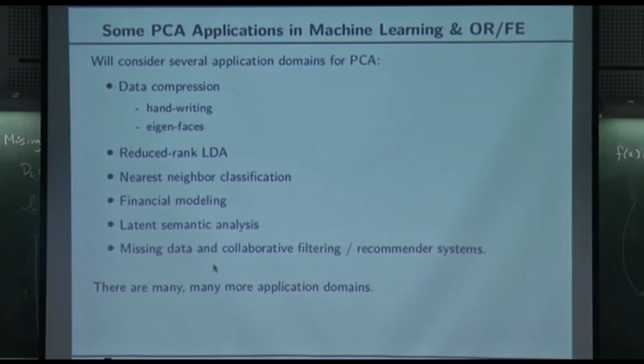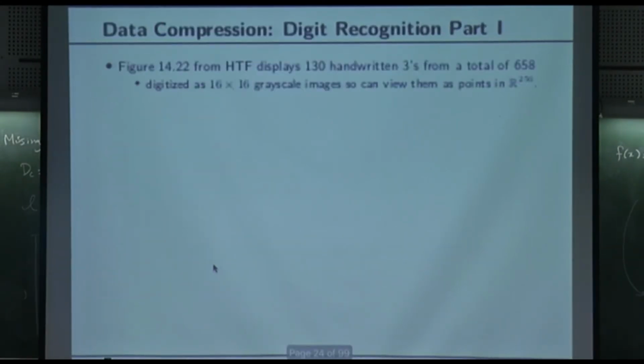What we want to do is show a little bit of the various kinds of applications that people have been using. PCA has been used in data compression. It has been used for reduced rank LDA, which is linear discriminant analysis, for nearest neighbor classification, financial modeling, and latent semantic analysis. When we go to the missing data part, we'll use other ideas and not use PCA as much there, but we'll come to it towards the very end of this module. So I want to spend some time giving you some ideas of how various things are used. Here, this is what HTF stands for. Let me go back, it should be on the first slide.